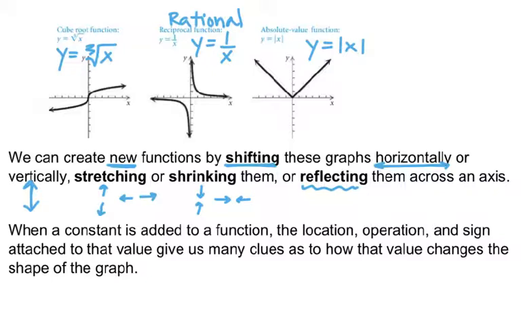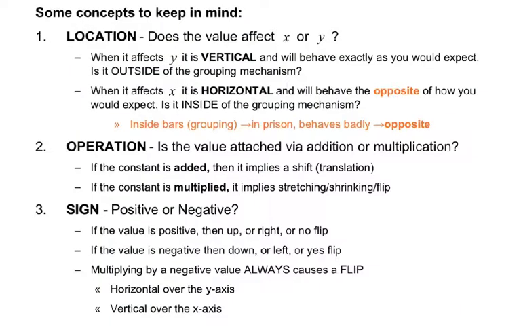The main idea, again, we're going to be adding some constant. When I say constant, I'm just meaning a number. So we're going to add a number to a function. And when we add that number, we're going to want to consider 3 things: location, operation, and then the sign. And we're going to talk about how the location and the operation and the sign give us these clues so that we know how adding each of these different values changes the shape of the graph. So let's expand more on those 3 concepts: location, operation, and sign.